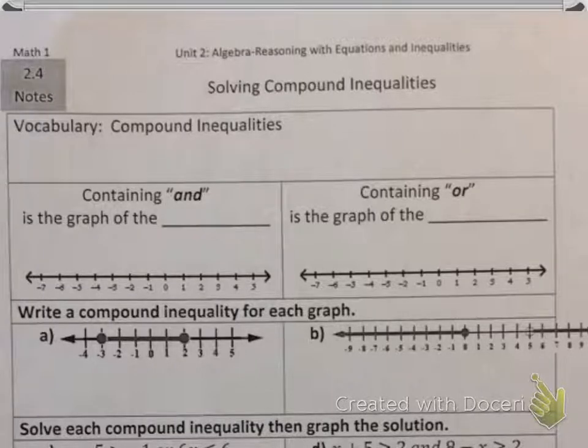So first of all, what is a compound inequality? It's really when we have two inequalities together in the same equation or solution set. So we're going to solve two of them at the same time. When we do that, we have two things that can happen. We have an and compound inequality, and we have an or compound inequality.